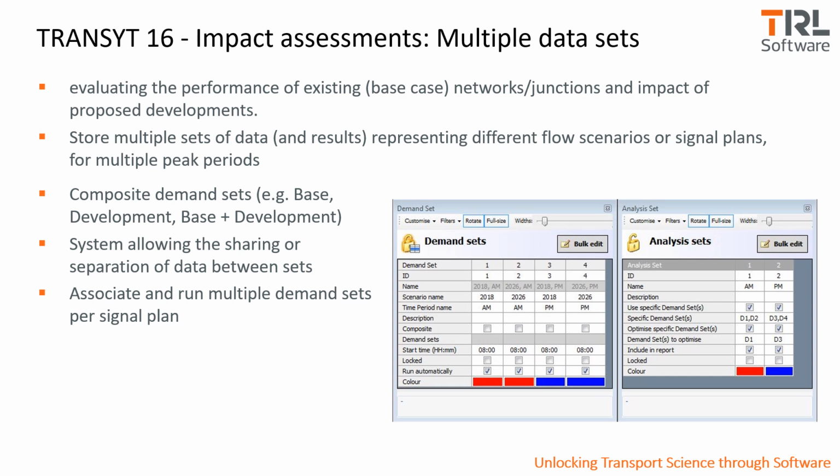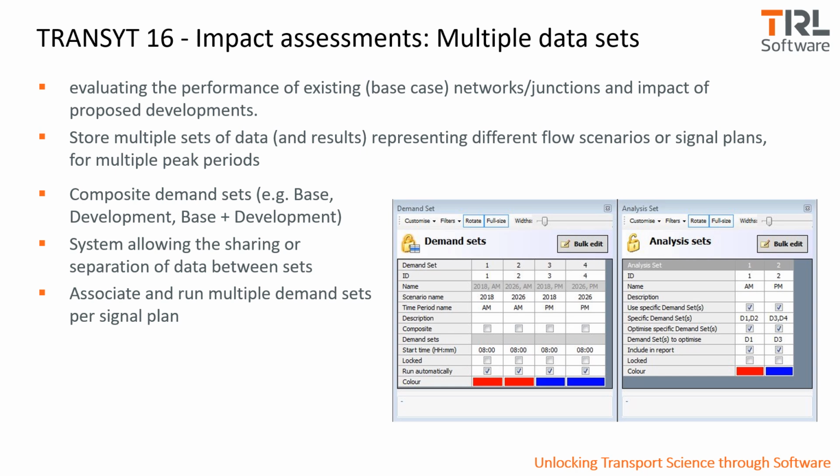Moving on to a particular use case is looking at impact assessments, and there's various facilities built into Transit 16 to facilitate that. So this is for evaluating the performance of, say, existing base case networks or junctions, and then the impact of proposed developments. Because of that, you clearly want to store multiple sets of data and results within the one file. So you can do this in Transit very easily, so you can represent different traffic flow scenarios and different signal plans for multiple peak periods.